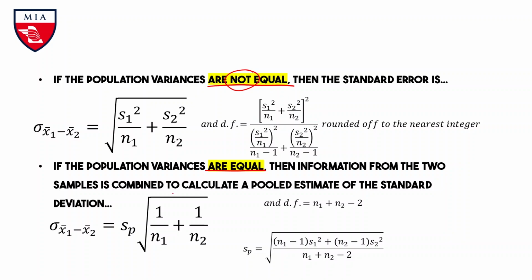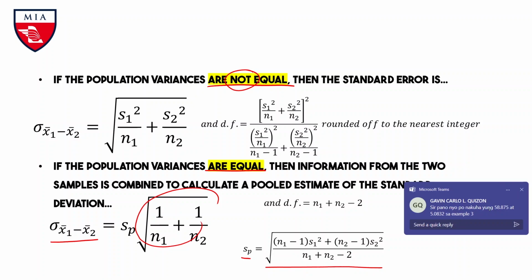Okay, on the other hand, if your population variances are equal, the standard error that you need to use in the t-test statistic formula is this one. So we have Sp, or pooled standard deviation, multiplied by the square root of 1 over n sub 1 plus 1 over n sub 2, wherein your Sp is equal to the square root of quantity n sub 1 minus 1 multiplied by s sub 1 squared plus quantity n sub 2 minus 1 times s sub 2 squared, all over n1 plus n2 minus 2.